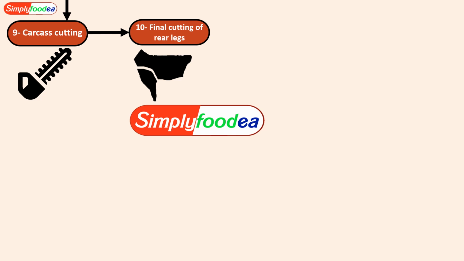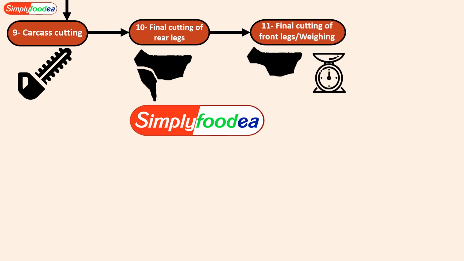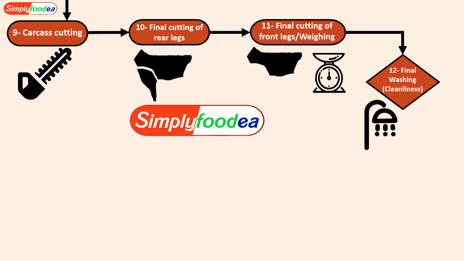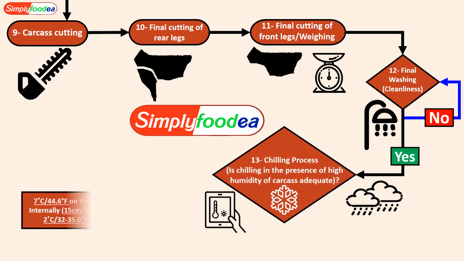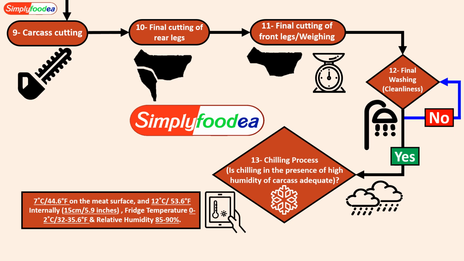Again, we are talking about the sheep meat manufacturing, the lamb or the mutton. Number 11, final cutting of front legs and weighing of our carcass. Number 12, final washing, the cleanness of the carcass. If no, we'll repeat the washing step. If yes, we'll go to step number 13, which is very important, the chilling process.